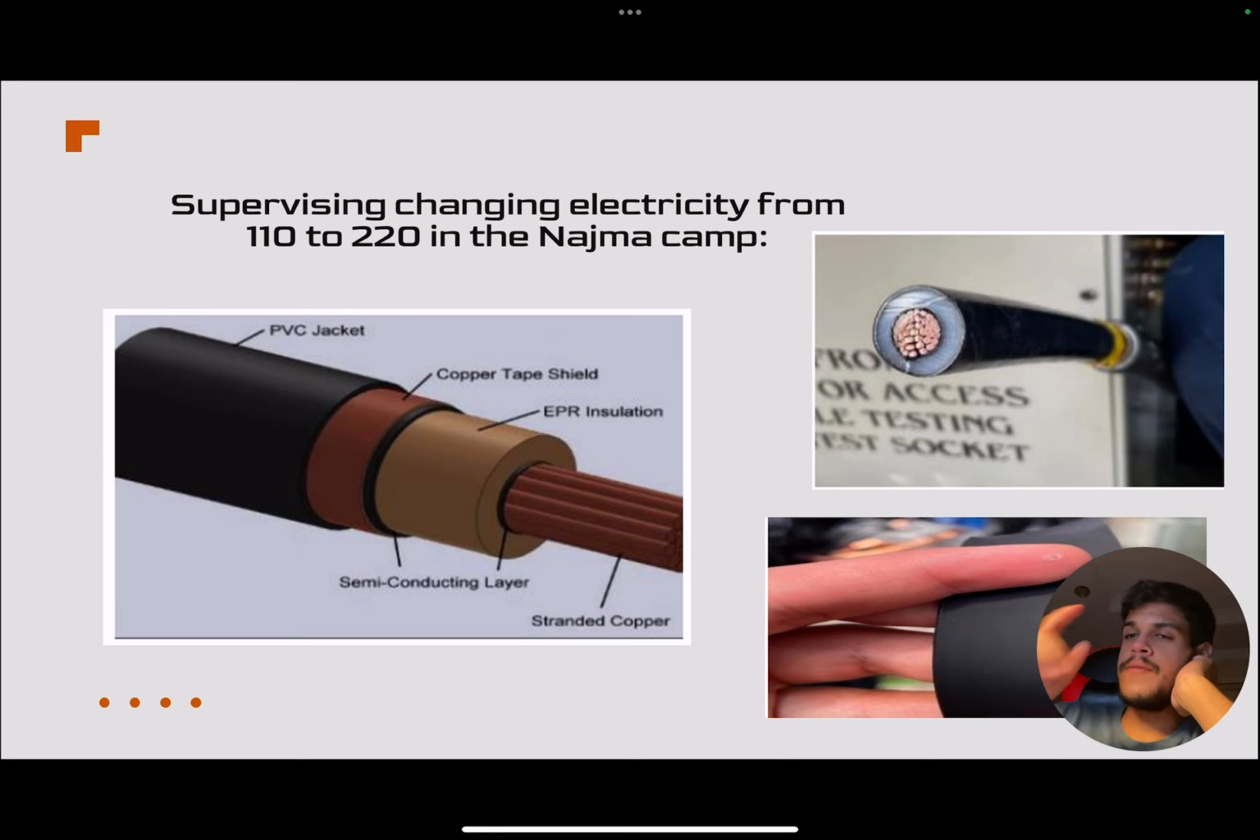After the contractor changed the underground cable, we supervised that they do all the work and the testing correctly. As you see, this is the underground cable, and it's considered an EPR cable, made from rubber. You can see the EPR insulation in the diagram and in the real photo. You can also see the standard copper, and the third photo on the right side is the PVC jacket.